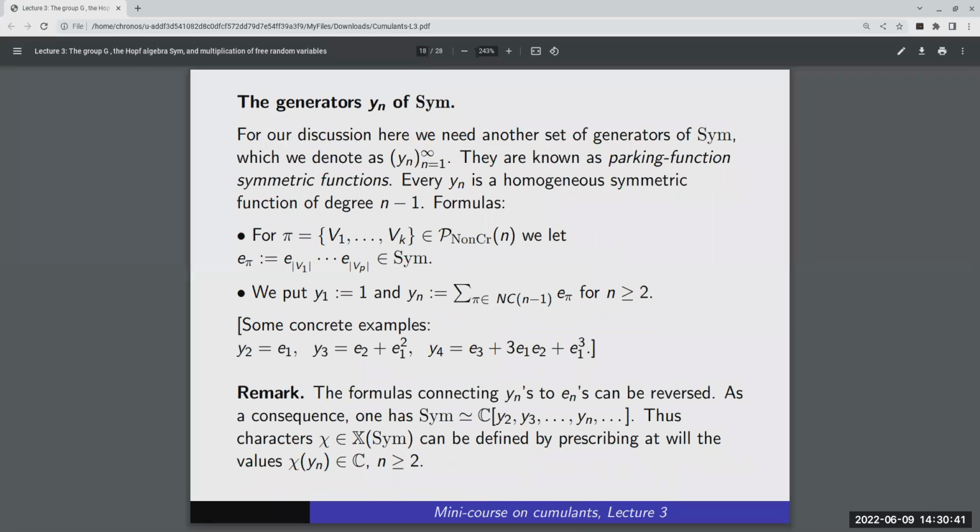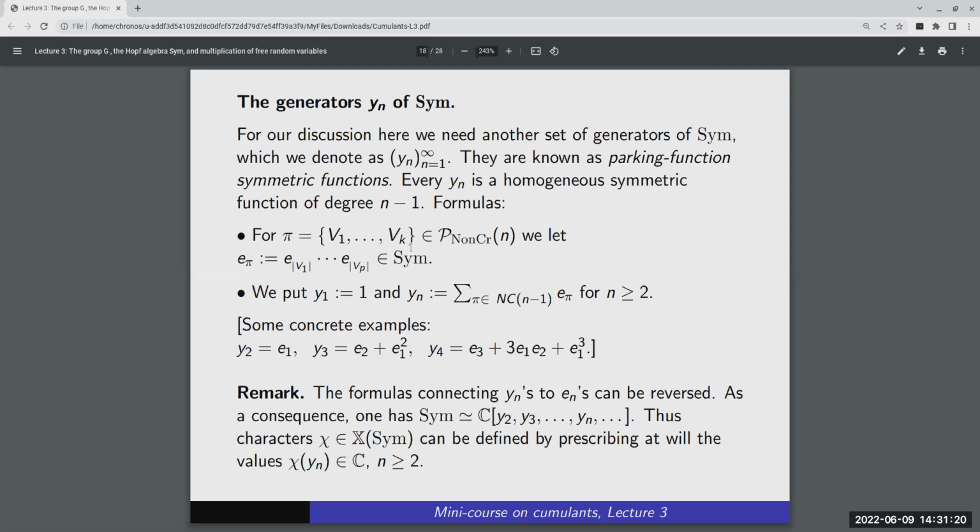The trick is that we don't want to work with the elementary functions or the power symmetric functions or some other well-known symmetric functions. We want to work with some less known symmetric functions. I worked on this with Mitya Masnak, who is an expert in Hopf algebras. At the time when we were working on that, he didn't know how to name them, but later on it turned out that they are called parking functions, symmetric functions. I call them Yn.